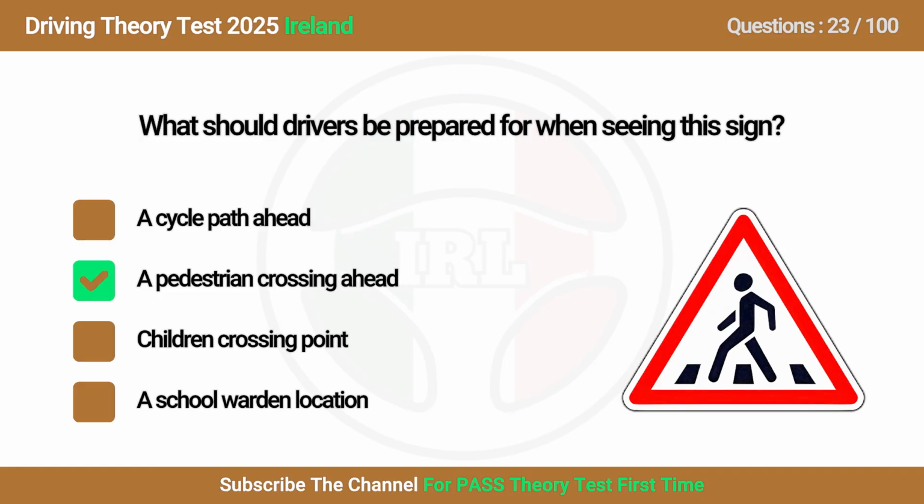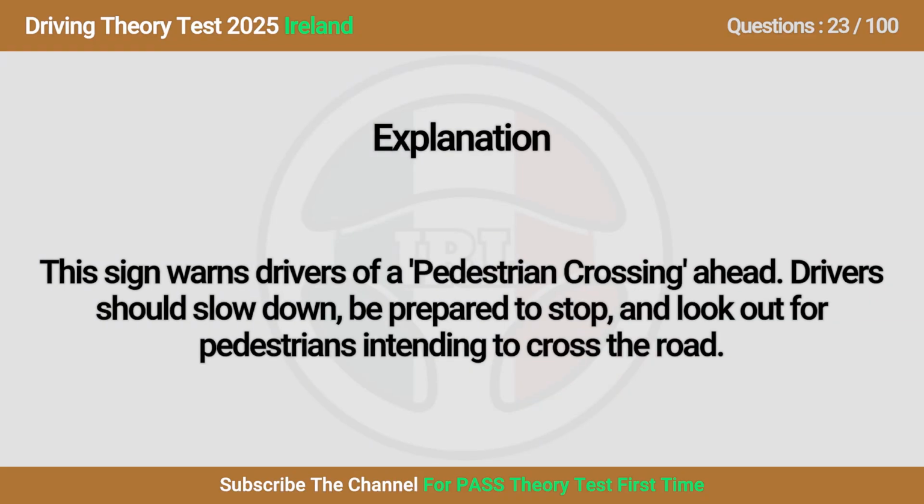Answer is B. A pedestrian crossing ahead. This sign warns drivers of a pedestrian crossing ahead. Drivers should slow down, be prepared to stop, and look out for pedestrians intending to cross the road.